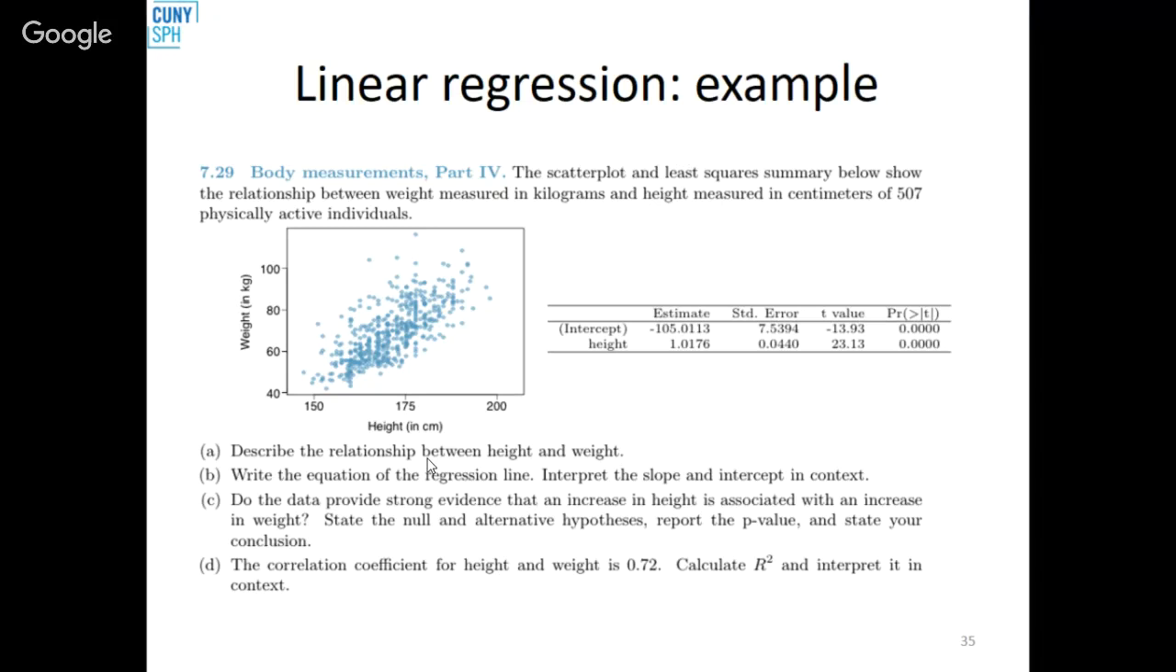Second question, write the equation of the regression line. Interpret the slope and intercept in context. So do you know how to write the equation of the regression line?